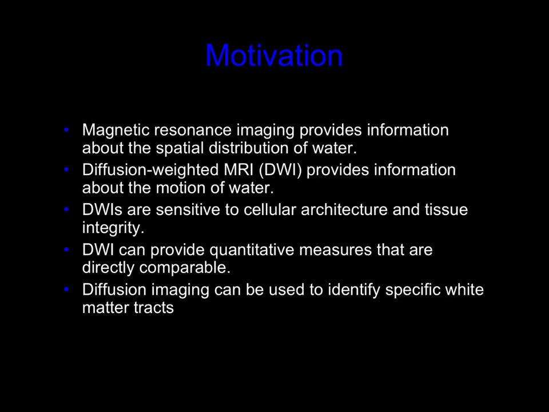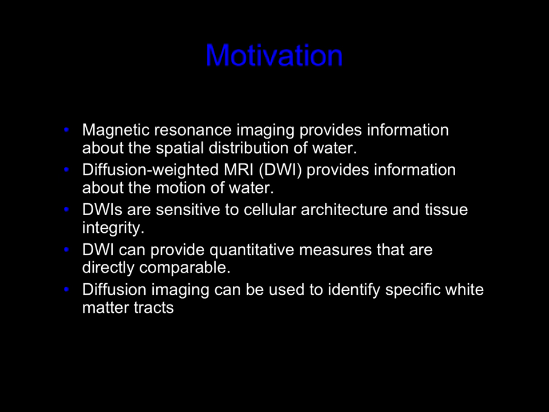So the motivation for giving this talk today is that, as you know already, magnetic resonance imaging provides information about the spatial distribution of water, so very basic structural MRI. In diffusion-weighted MRI, we get information about the motion of these water molecules that are in the tissue. Today I'm going to be focusing on brain imaging, which I think has been the rest of the course also. Diffusion-weighted imaging is sensitive to the cellular architecture and potentially the tissue integrity.